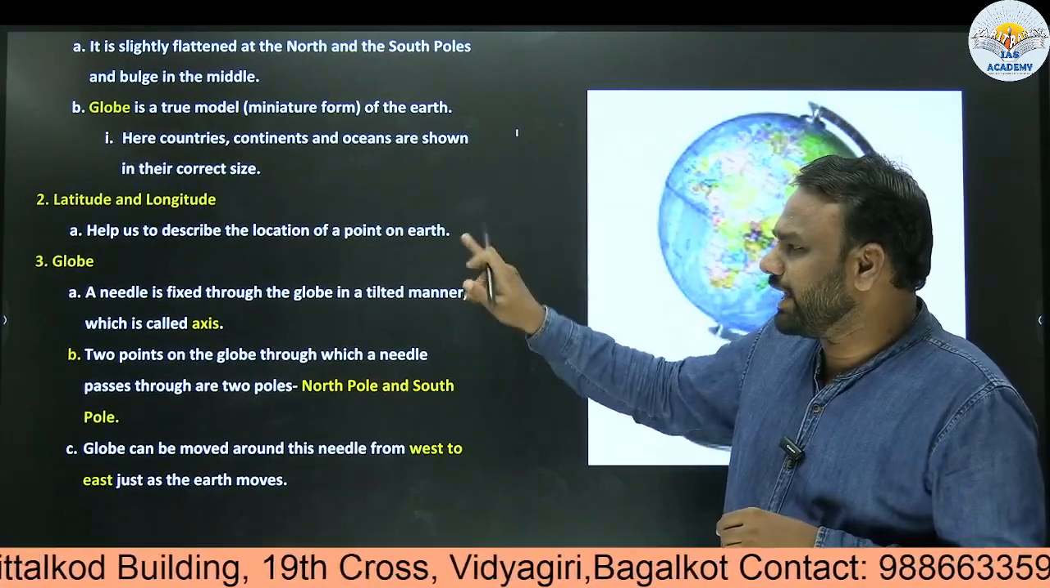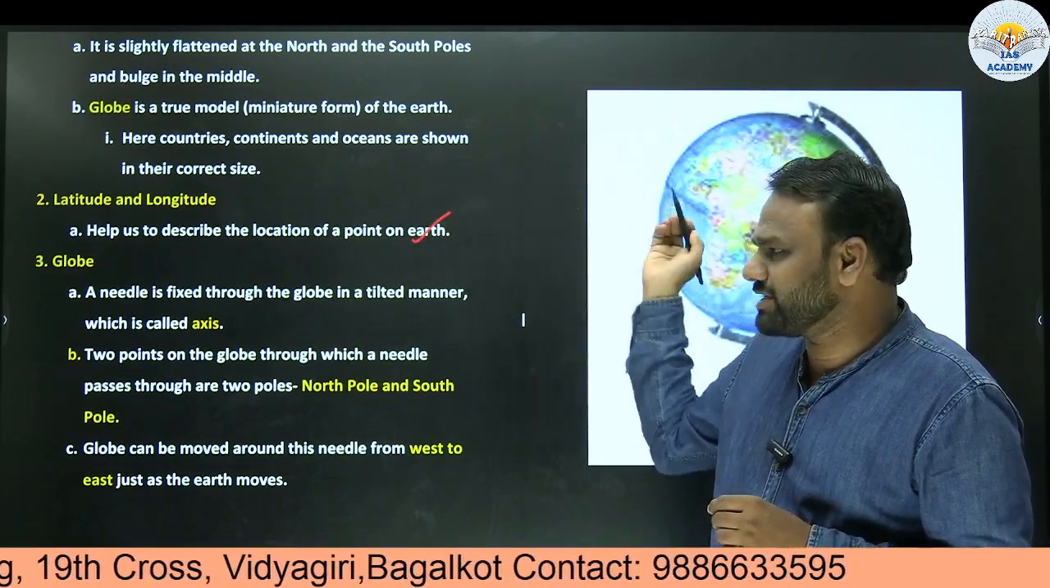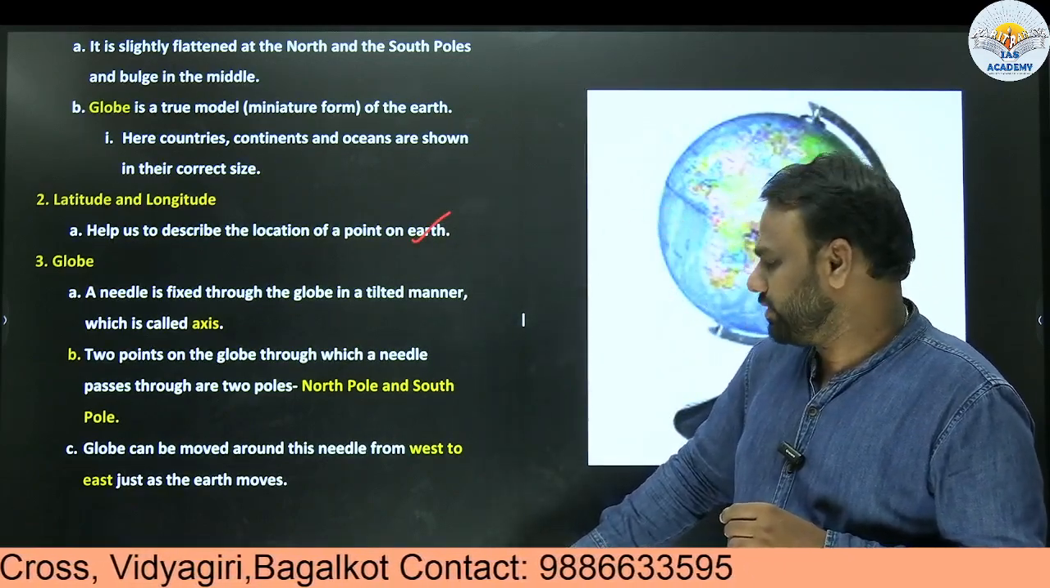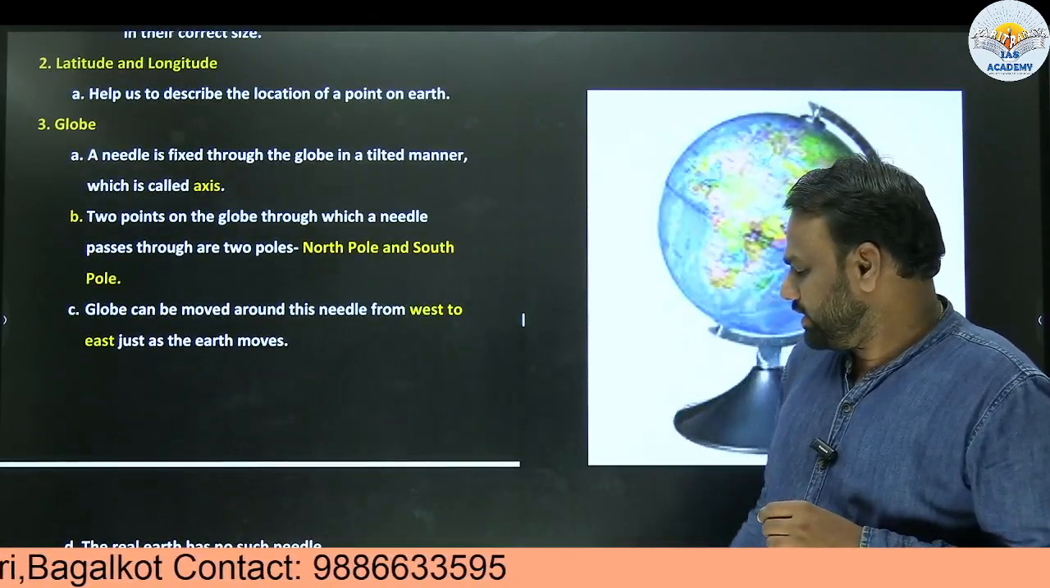Latitude and longitude help us to describe the location of a point on Earth. How do they help? We shall see later on. Now look at this globe. First we shall understand about this globe.